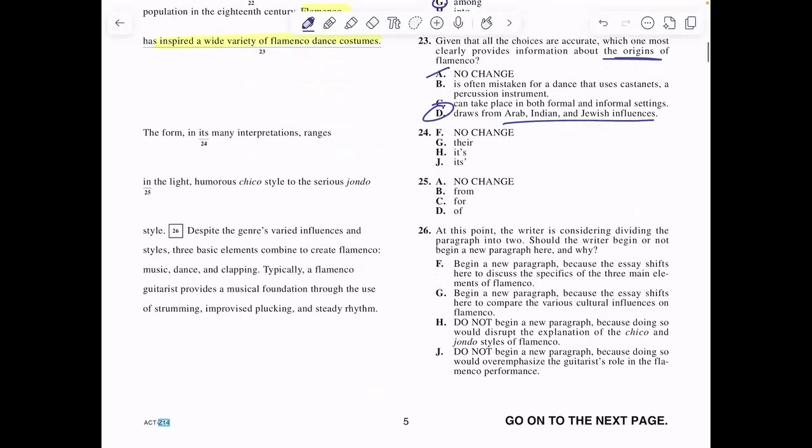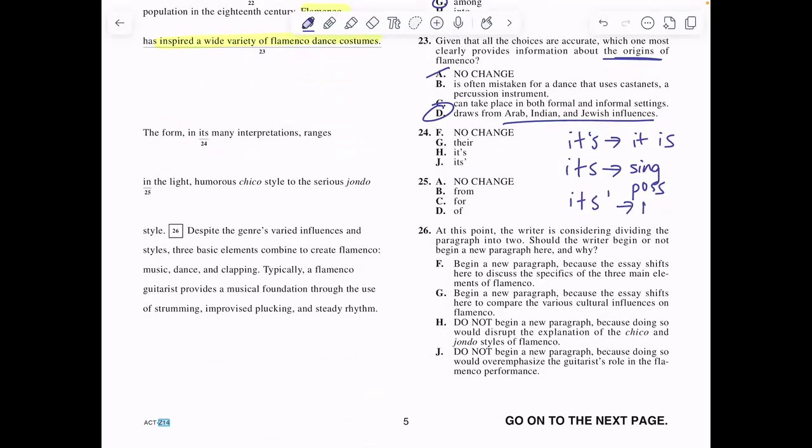Okay, 24. The form in its many interpretations ranges in the light, humorous Chico style to the serious John Doe style. We got a lot going on here. We got 2 questions in 1 sentence. Let's review our its though. Remember, this is it is. This is singular possessive.